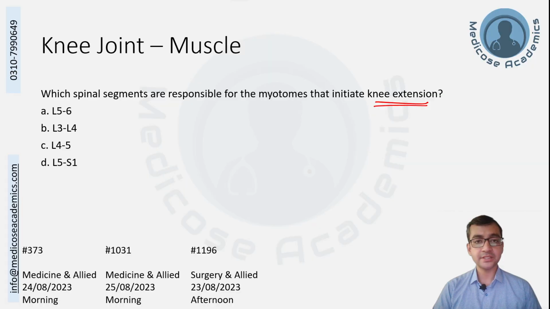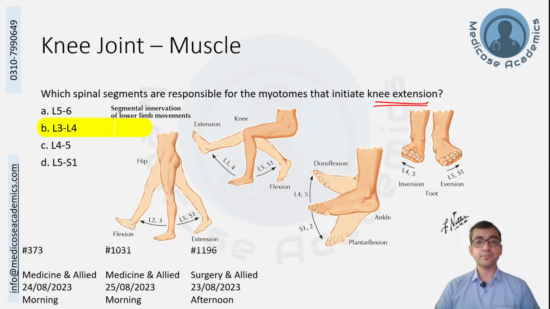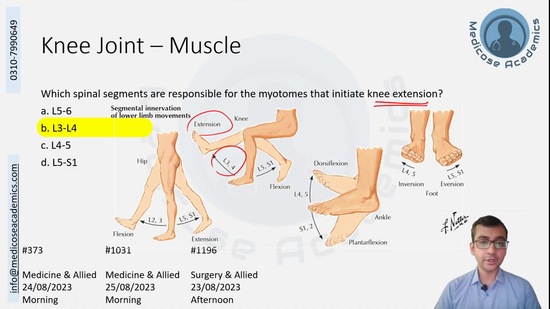And in the case of this, knee extension is brought upon by L3 and L4. You can save this picture for later. At least these two, hip flexion and extension. At the knee joint is the most frequently asked. Ankle joint is very commonly asked.